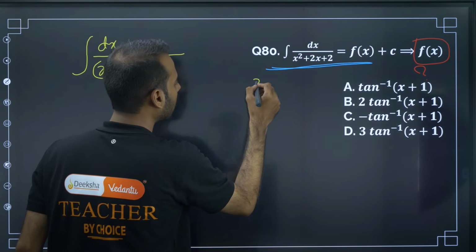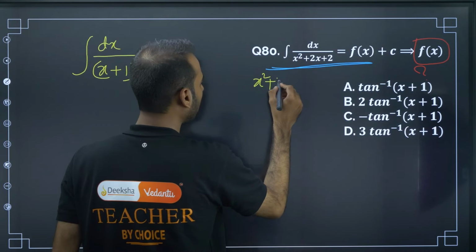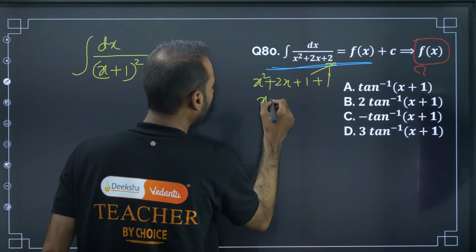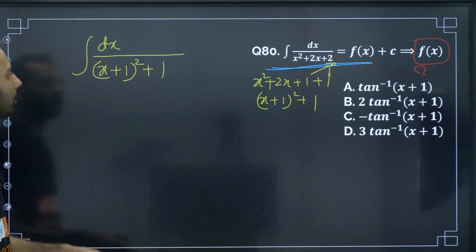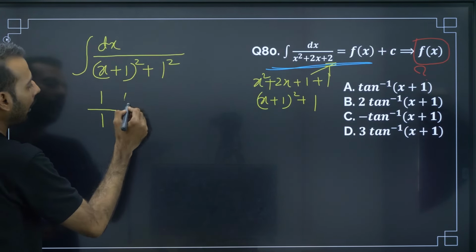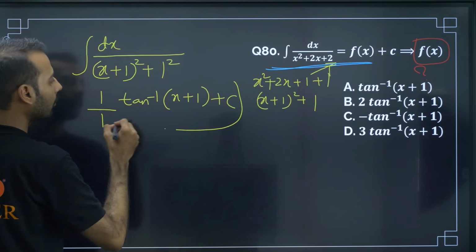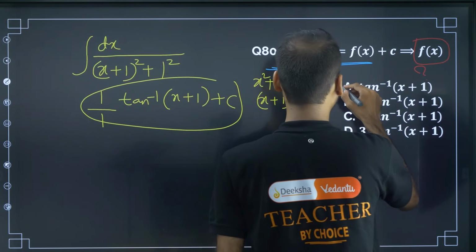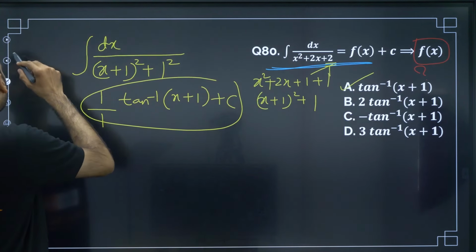How did I do this? Let me write x square plus 2x plus 1 plus 1, since 2 can be written as 1 plus 1. This can be written as x plus 1 whole square plus 1. So integration of dx by x square plus a square, with a square being 1, is 1 by a tan inverse x plus 1. This was a very easy question: tan inverse x plus 1 plus c. Is there any such option? Yes, A is the answer for this. We just have to use one basic formula.